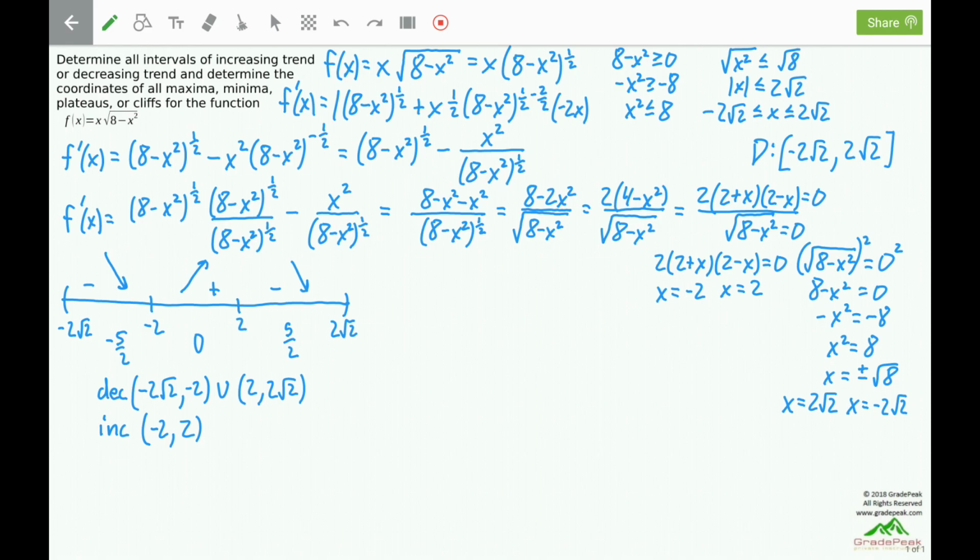The endpoints of the domain are critical numbers. Starting at the left end, we have a critical number. To the left of the critical number, there is no function. But to the right of it is decreasing, and therefore that endpoint will be a relative maximum. So we have a relative maximum occurring at negative 2 square roots of 2 for the x-coordinate. It will have some corresponding y-coordinate, which can be found by plugging that x-coordinate into the original function.